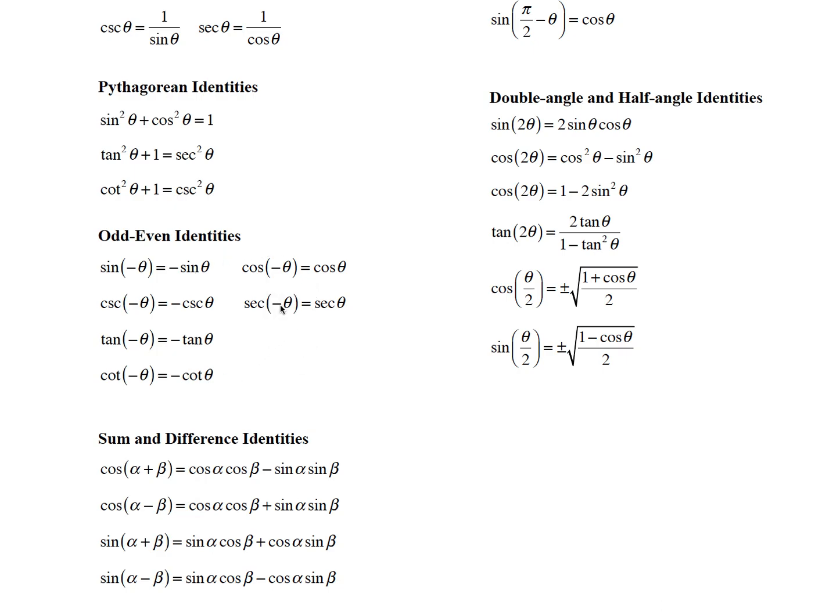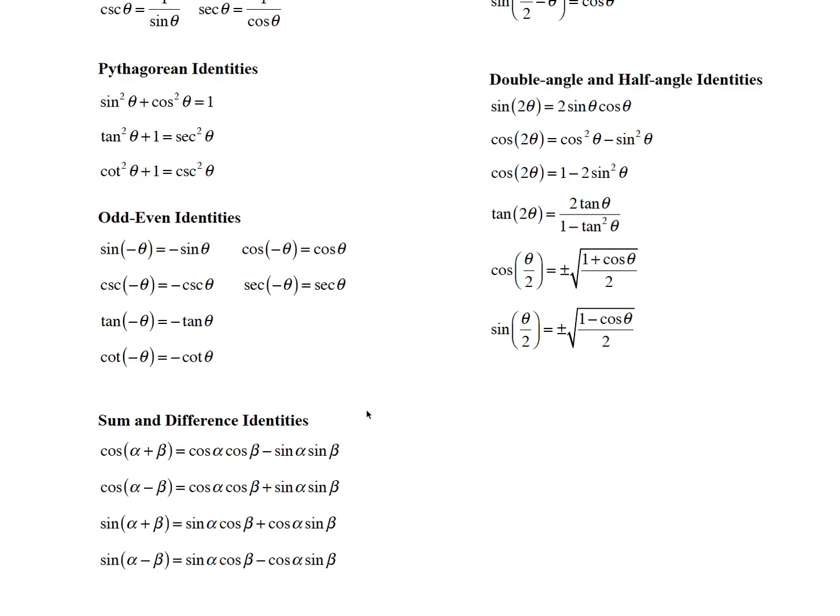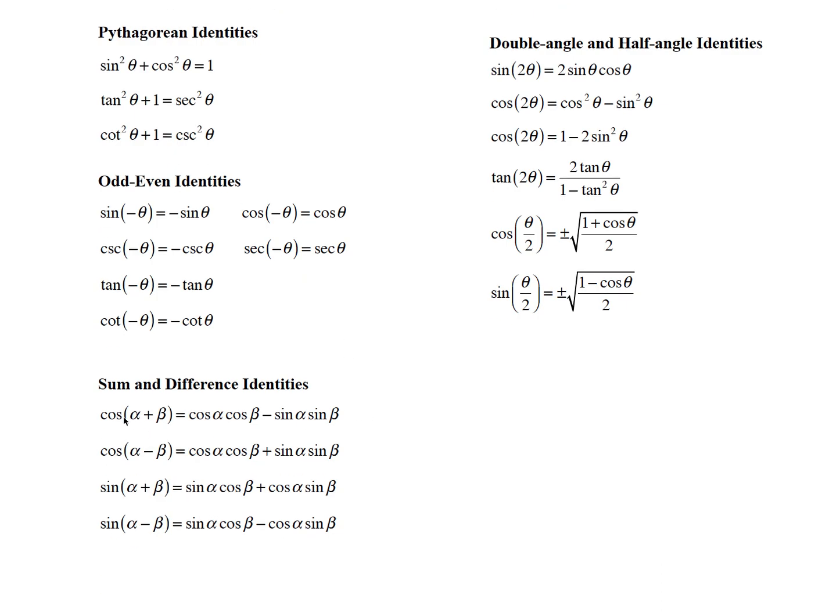easily recall these identities. Now, the sum and difference identities follow a pattern: cosine, cosine, alpha, beta, and they're always listed alphabetically. Alpha plus beta, that's cosine alpha, cosine beta, minus, so this is plus, this is minus, sine alpha, sine beta. Okay, and then I'll just leave the rest for you to memorize. But there's a pattern, and they're easy, I think, to commit to memory.